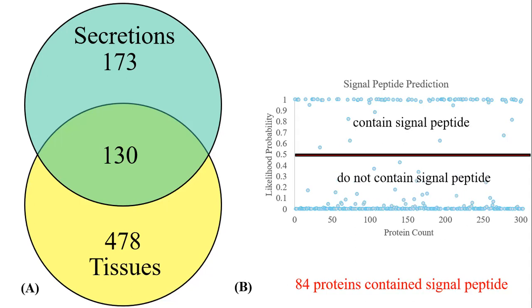So you can see in the top part of the graph, those are the proteins that contain a single peptide, and the bottom half do not contain a single peptide.